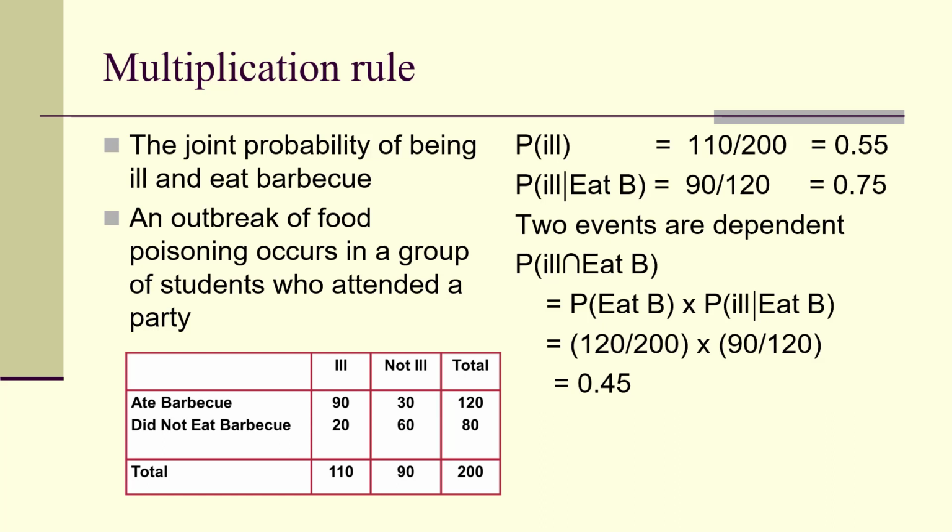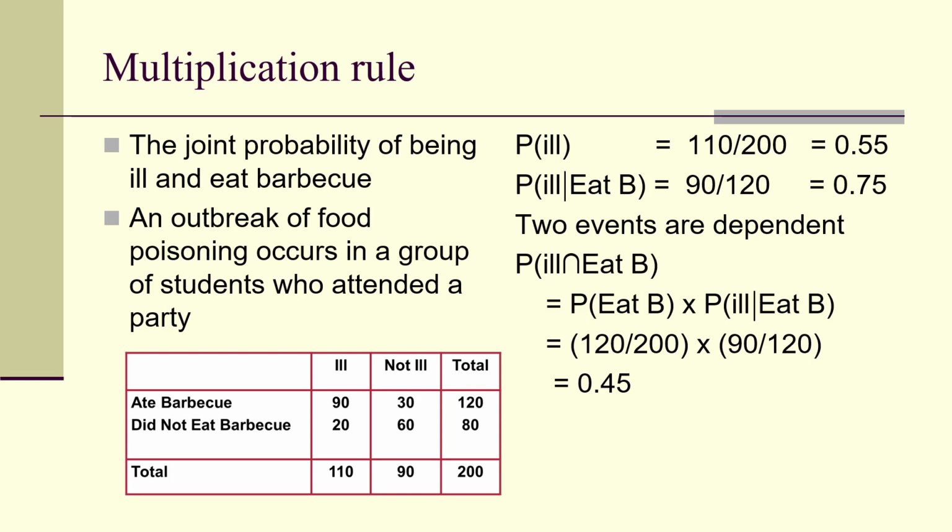The probability of being ill is 0.55, and the probability that an individual is ill given he or she has eaten the barbecue is 90 over 120, that is equal to 0.75. We can see the two numbers are not the same, therefore we can conclude that these two events are dependent.